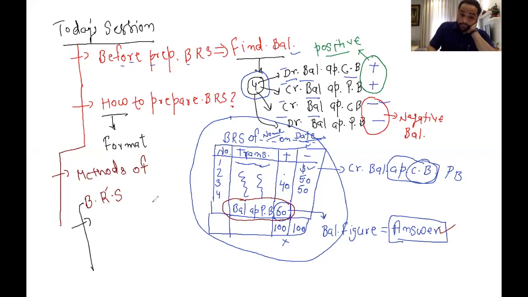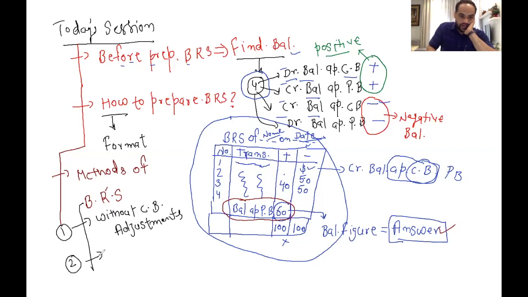One method is without cash book adjustments. Without cash book adjustments. That is the first method. And the second one is to prepare BRS with cash book adjustments.